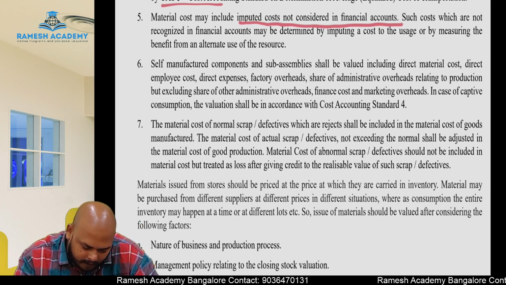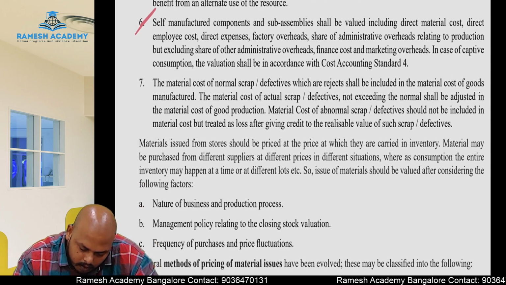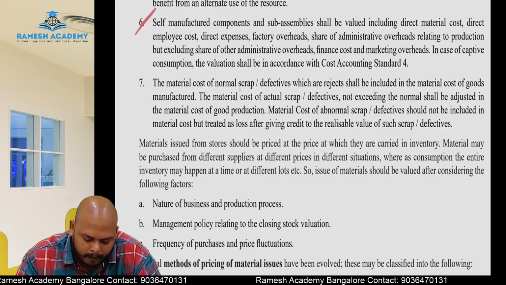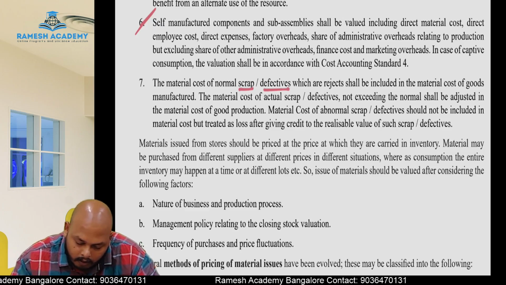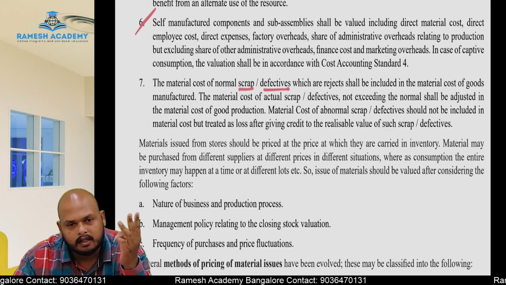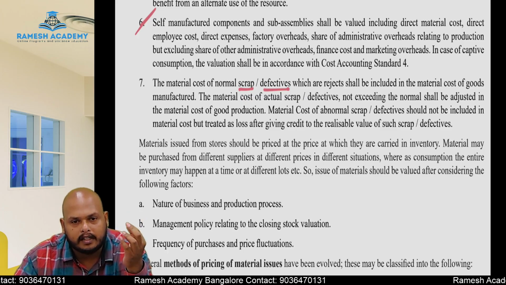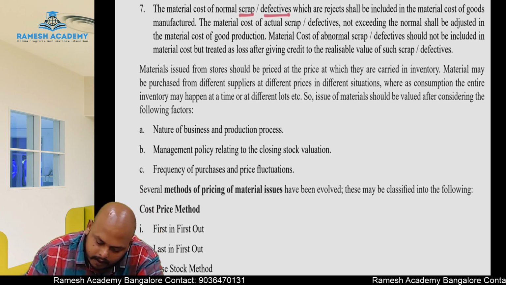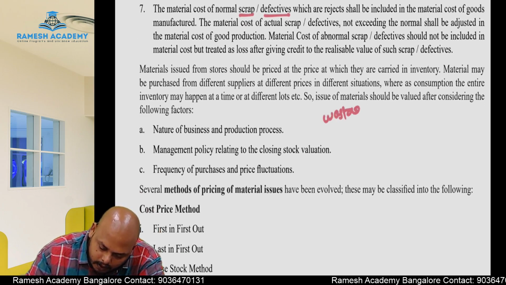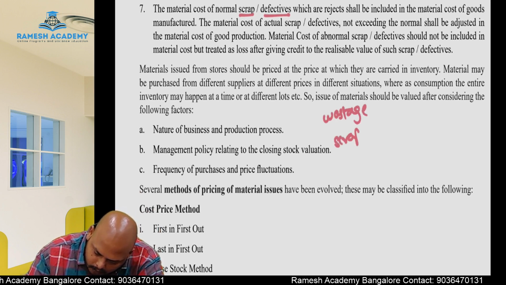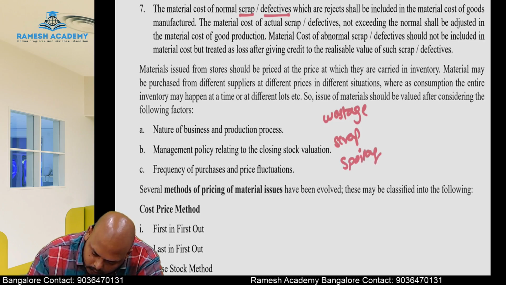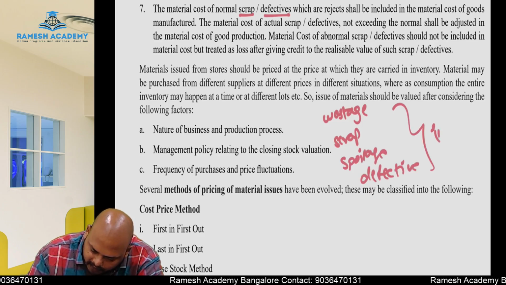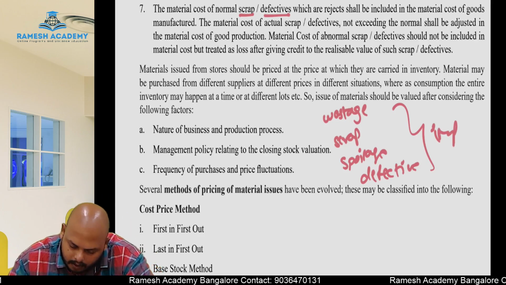Self manufactured, the same thing he will repeat. We will discuss these definitions. What do you mean by scrap? What do you mean by defective? There are 4 things: wastage, scrap, defective, spoilage. There is a difference between these 4 definitions. What those 4 definitions are, we will discuss in upcoming sessions. One is wastage, one is scrap, one is spoilage, one is defective. These 4 definitions are important. Okay?